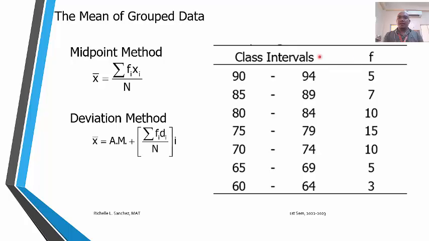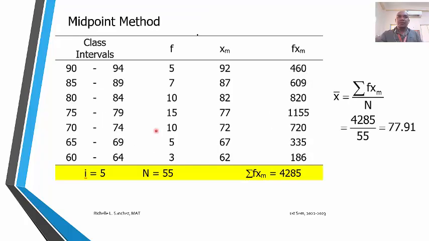So suppose we have our data here: 90 to 94, the frequency is 5; 85 to 89, its frequency is 7; for class interval 80 to 84, the frequency is 10; 75 to 79, frequency is 15; 70 to 74, the frequency is 10; 65 to 69, the frequency is 5; 60 to 64, the frequency is 3. So first, if we use the midpoint method, we have to construct the midpoint column first.